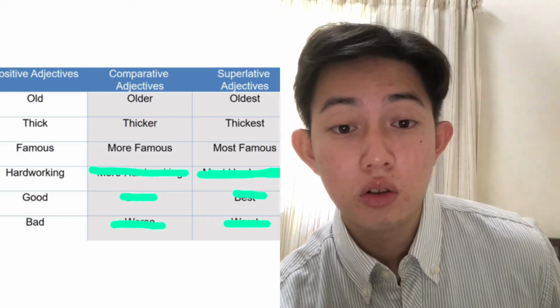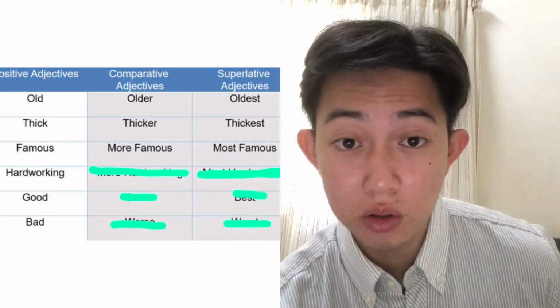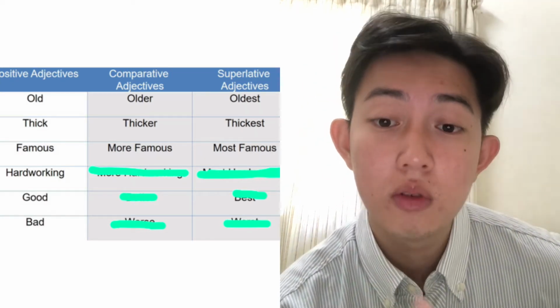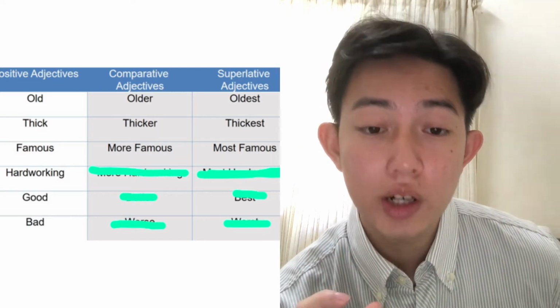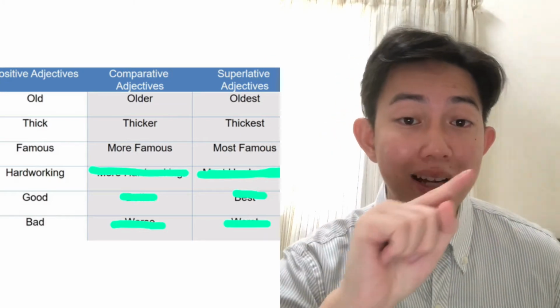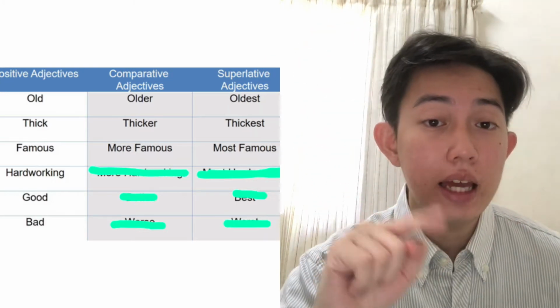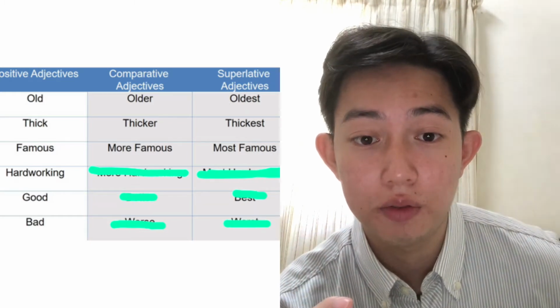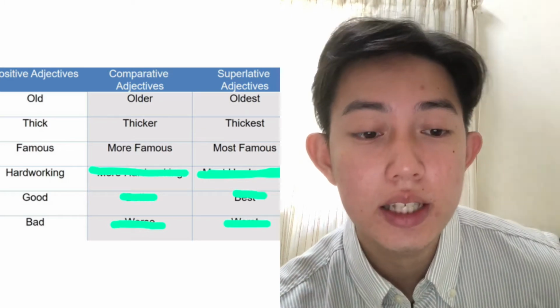Okay, so let me show you the comparative and superlative adjectives of old. So it's old, older, and oldest. Remember what I've taught you just now? When it comes to comparative adjectives, you add er. And when it comes to superlative adjectives, you add est behind the adjective. So old, older, er, oldest, est.